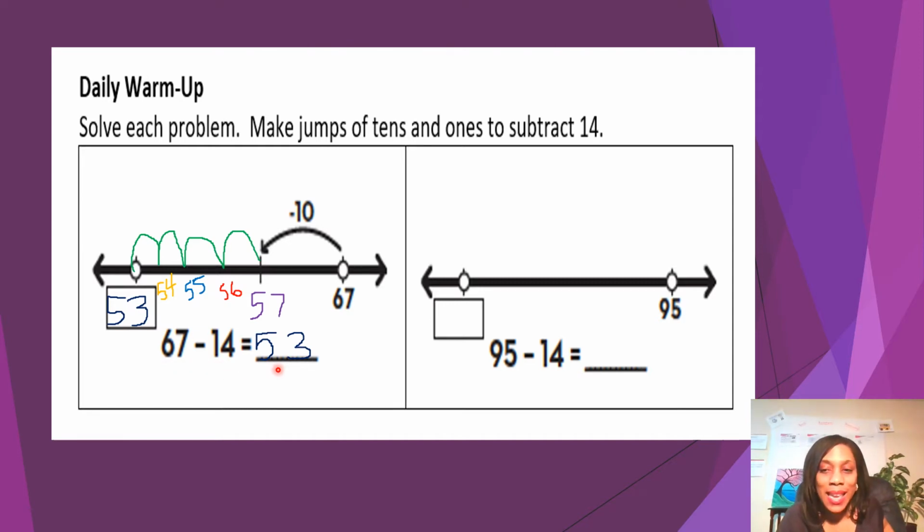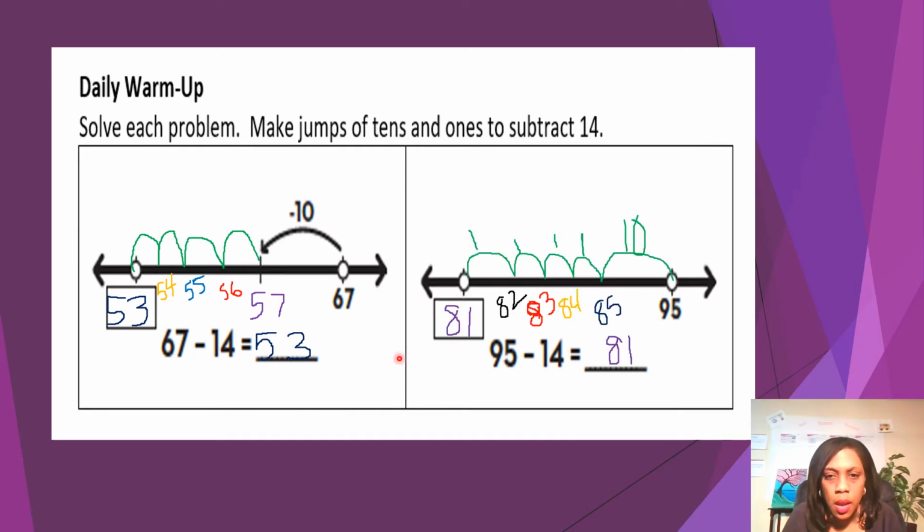Press pause again and go to the second problem. All right, the next problem is 95 minus 14. If I am at 95, I count back 10, that gets me to 85. Now I'm going to count back 4 ones. 1, 2, 3, 4. That should lead me to 81. So 95 minus 14 equals 81.